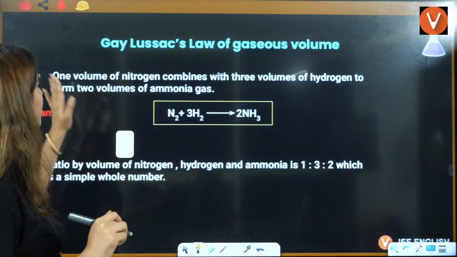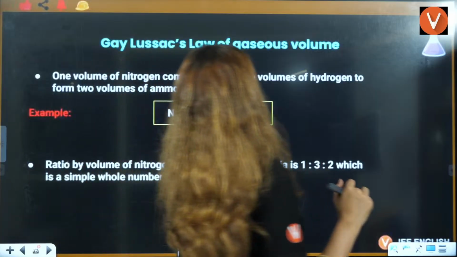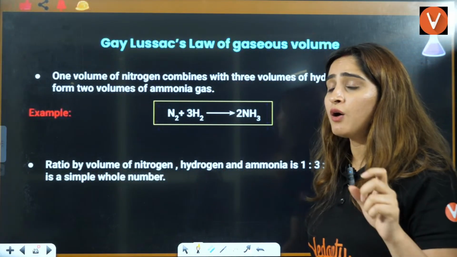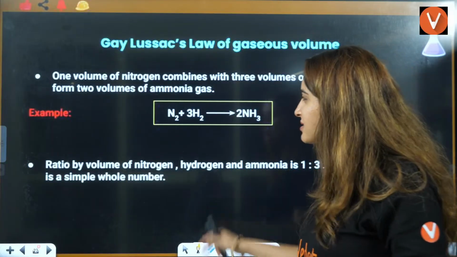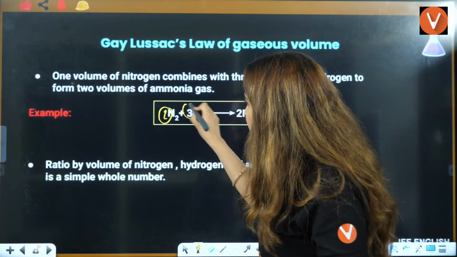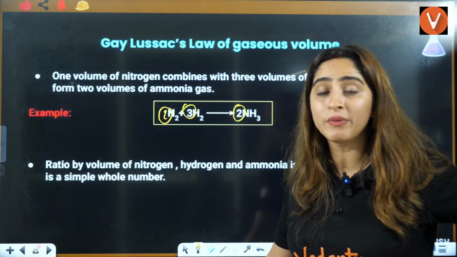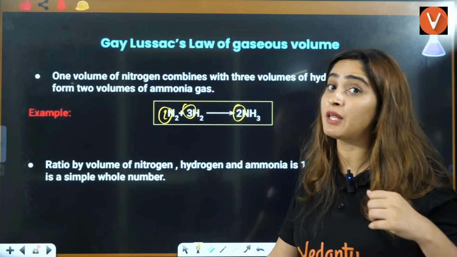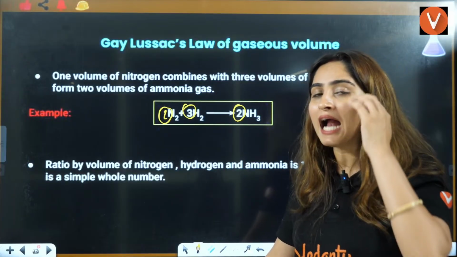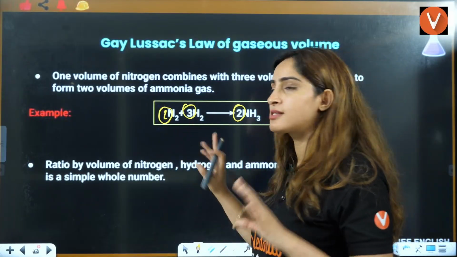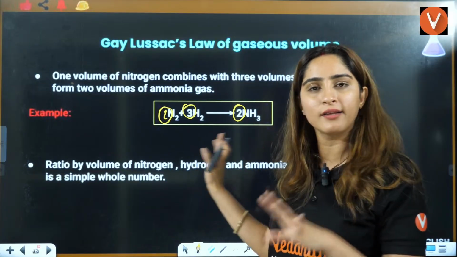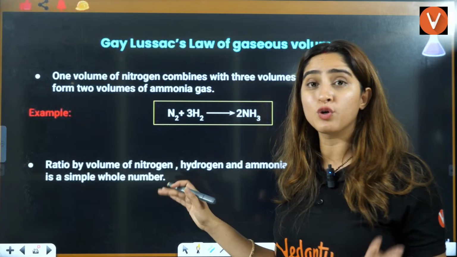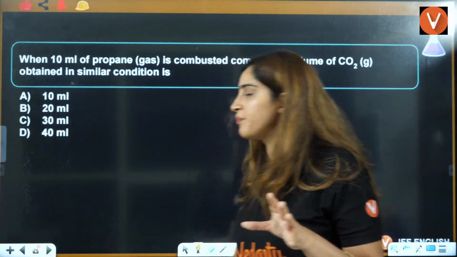So you can see here, 1 volume of nitrogen combined with 3 volumes of hydrogen, right? Now some students might ask, ma'am, is this volume? They are telling us about the volume? That we will learn in stoichiometry, right? First we will understand the mole concept, then we will understand stoichiometry. That will tell you why we are saying that this is the volume. Till now just understand that this is defining the volume, right? 1:3:2, that is giving you a simple whole number ratio, right?